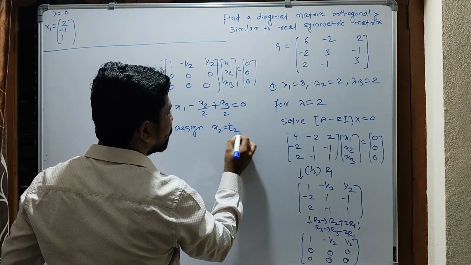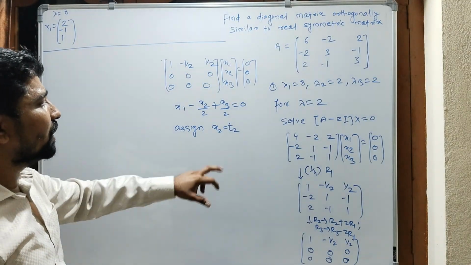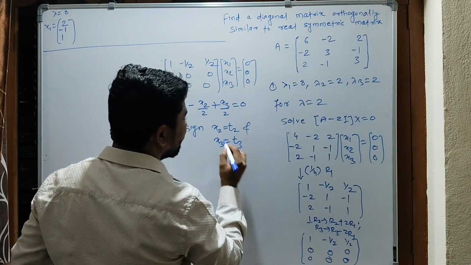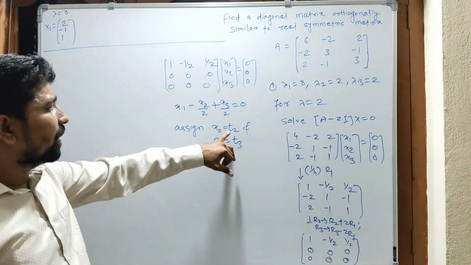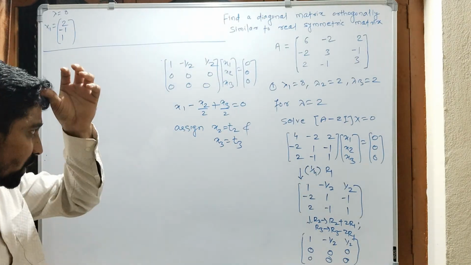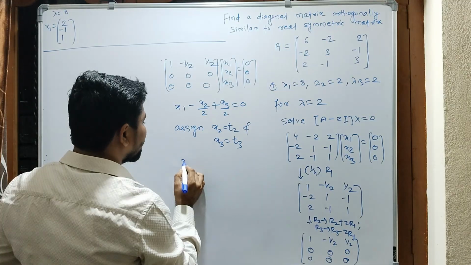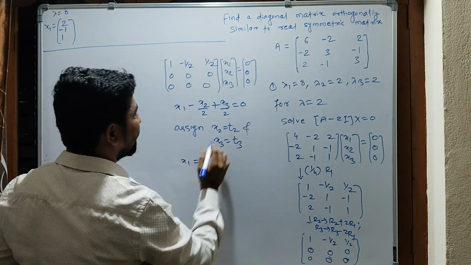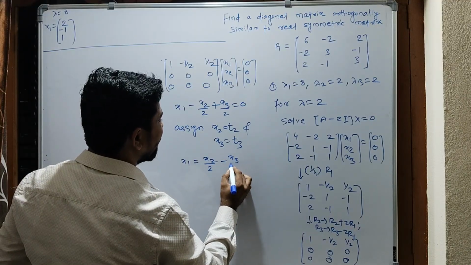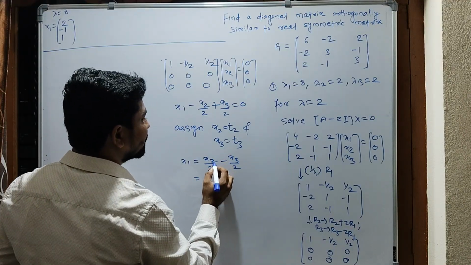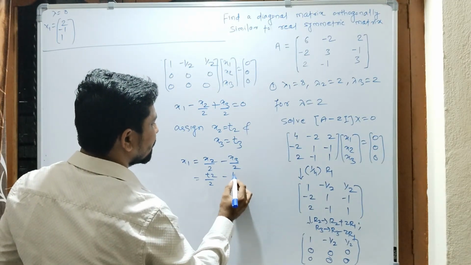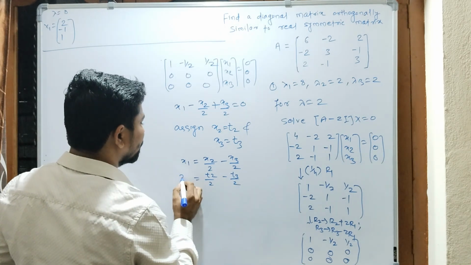Assign x2 equal to, let's say, t2, since it corresponds to x2, and x3 equal to, let's say, t3. You can take t1, t2 also, but just for ease of understanding I am taking t2 corresponding to x2 and t3 corresponding to x3. You can take anything. Therefore x1 is equal to x2 by 2 minus x3 by 2, which is t2 divided by 2 minus t3 divided by 2. So this is my x1.